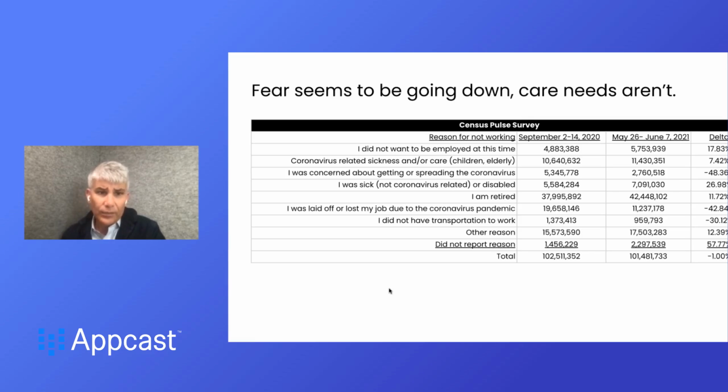One is care; concerns about care have taken 1 million people out of the workforce. And then if you take a look at the other reason, "I don't want to work at this time," and also those who did not report a reason, you're starting to see those ticking up. It's an interesting large bucket that kind of struck me.